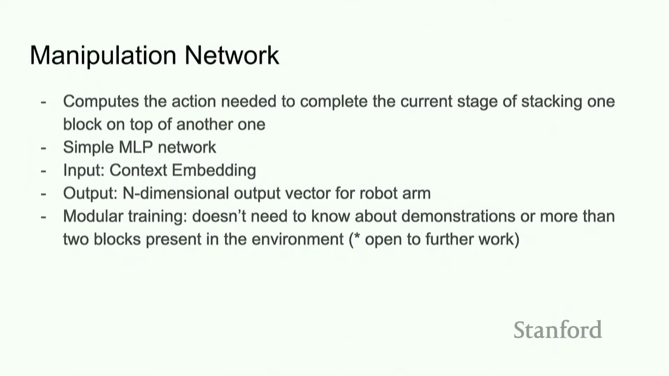And finally, the manipulation network is the simplest network of them all. It's a simple multi-layer perceptron. Basically, it takes in some context embedding and produces some n-dimensional output vector representing the action for this robotic arm to take. One of the things that the authors leave open is the potential for modular training here.